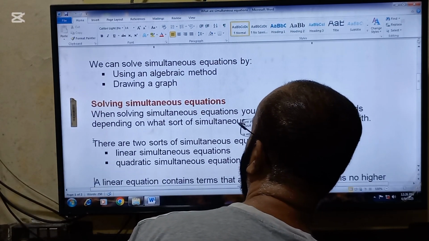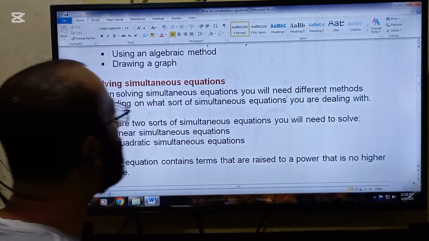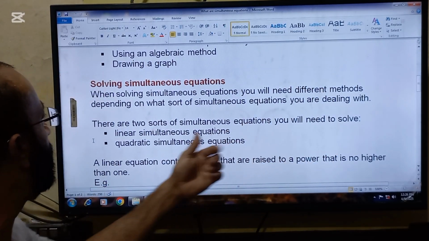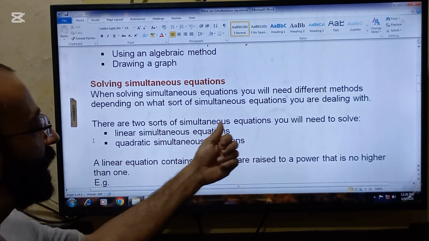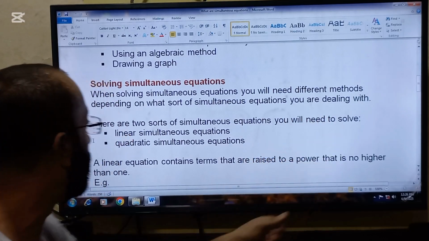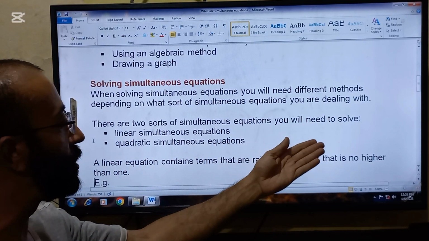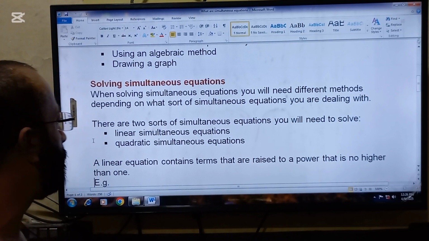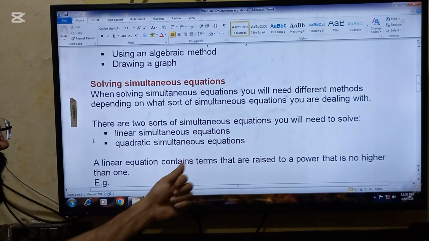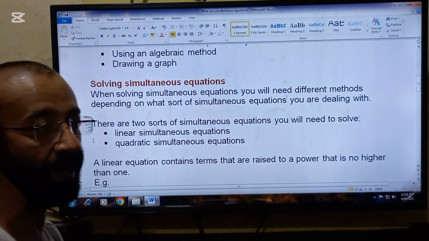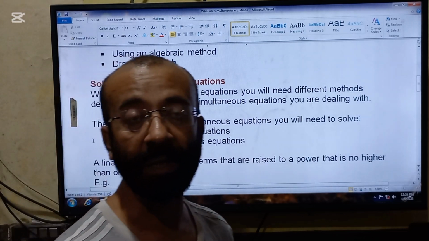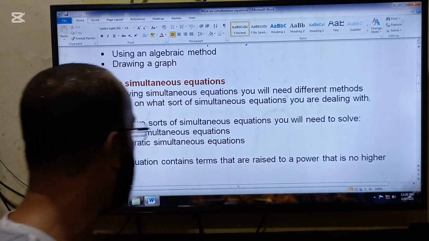Solving simultaneous equations. When solving simultaneous equations, you will need different methods depending on what sort of simultaneous equations you are dealing with. There are two sorts of simultaneous equations you will need to solve. So the kinds of simultaneous equations may be linear simultaneous equations and quadratic simultaneous equations. But today's topic is about linear simultaneous equations.